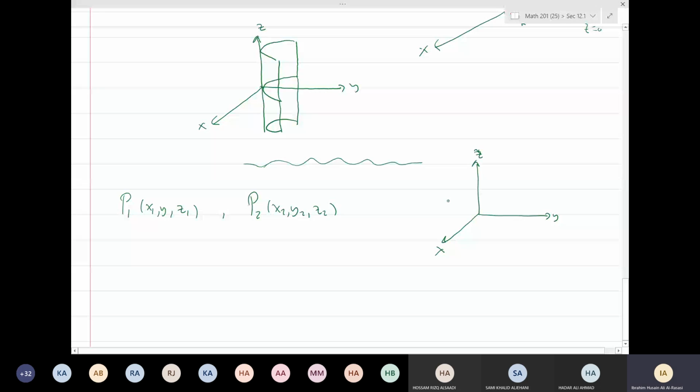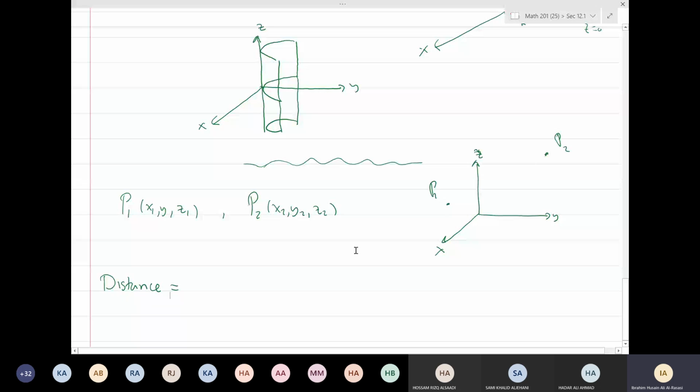So this is B1 and this is B2. B1, B2. Okay. We need to find the distance between them. Distance between 2 points. How to find the distance between 2 points? B1 and B2 in space.